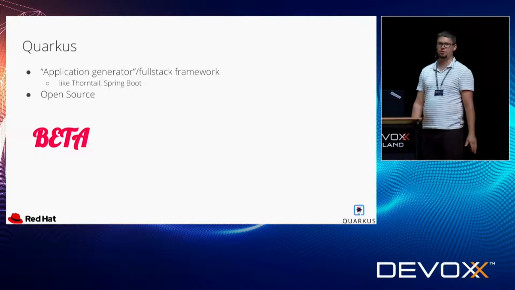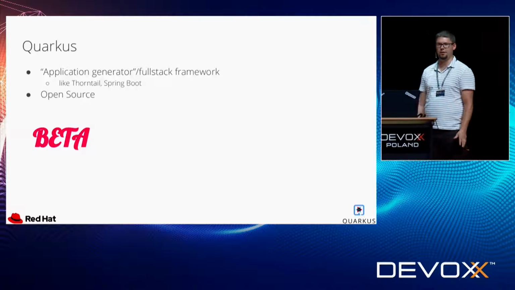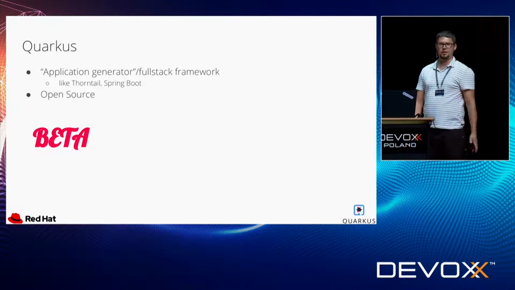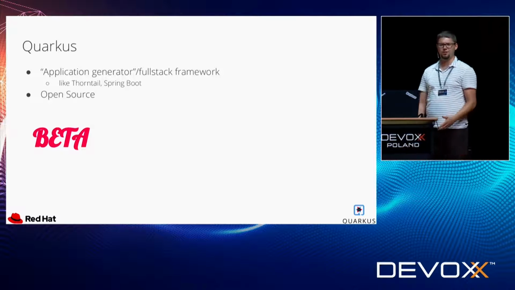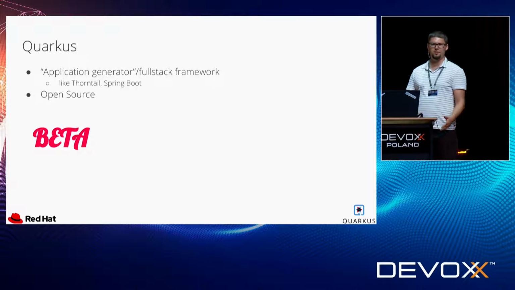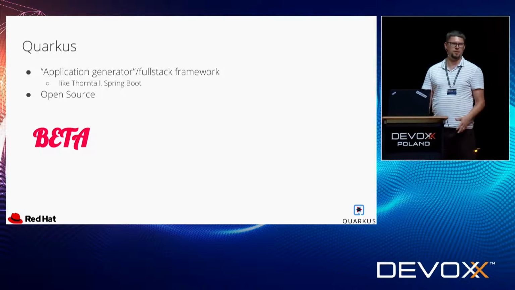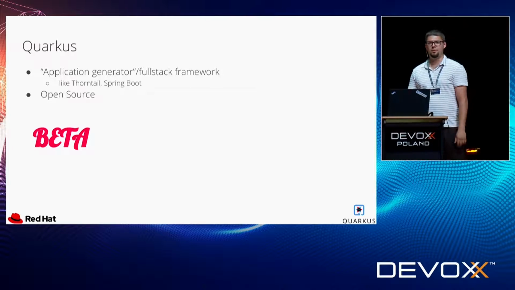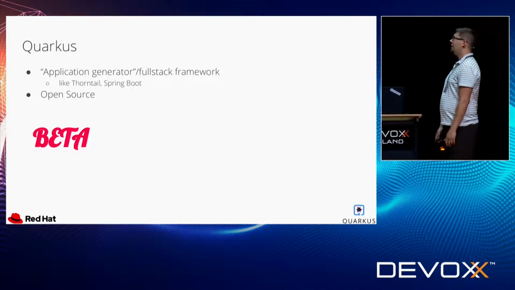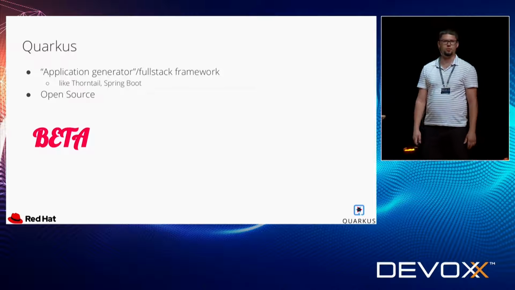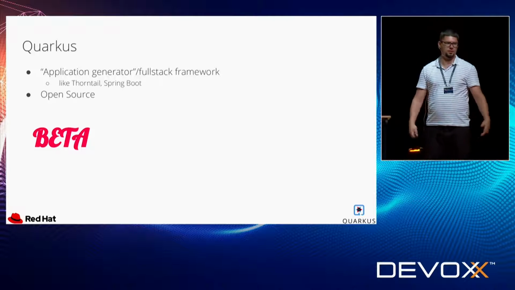Quarkus is a new project from Red Hat, and is an application generator or a full-stack framework. You may think of it as something like Thorntail or Spring Boot, or maybe even an alternative to a fully-blown app server like WildFly. As everything from Red Hat, it's 100% open source, but it's still in beta.